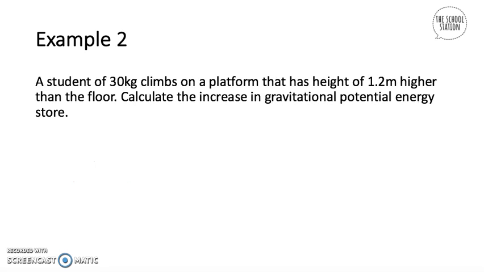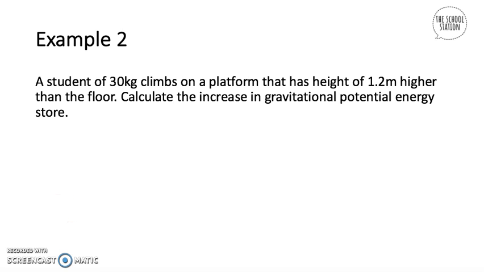In this example, they're asking that a student of 30 kg climbs onto a platform that's 1.2 meters higher than the floor. Calculate the increase in gravitational potential energy stored. I want you to pause this video and try this. Remember to use the formula, and remember that the gravitational field strength is not always going to be mentioned. So pause this video and try this question yourself before continuing with the rest of the video.